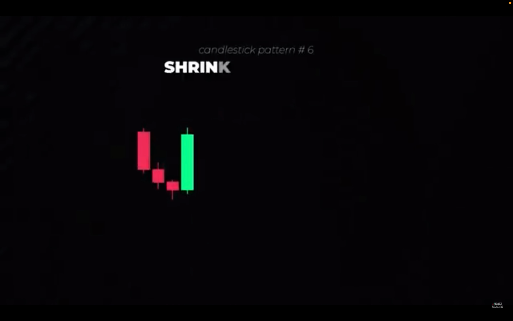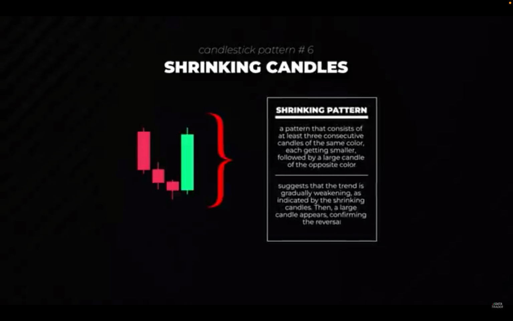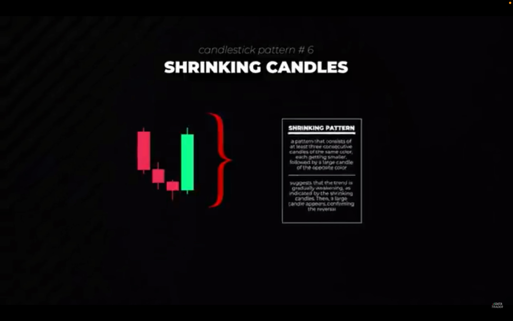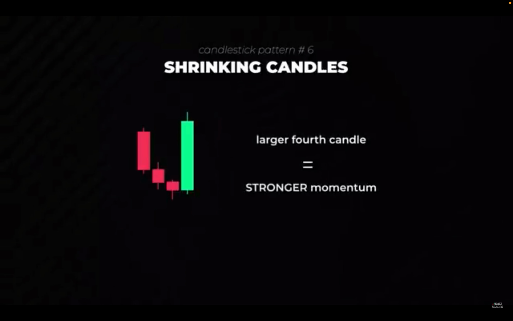Pattern number 6 is shrinking candles. This is a candlestick pattern that consists of at least 3 consecutive candles of the same color, each getting smaller, followed by a large candle of the opposite color. This pattern suggests that the trend is gradually weakening, as indicated by the shrinking candles. Then, a large candle appears, confirming the reversal. The size of the 4th candle affects the likelihood of a successful reversal. Larger candles show stronger momentum, increasing the probability of a reversal.